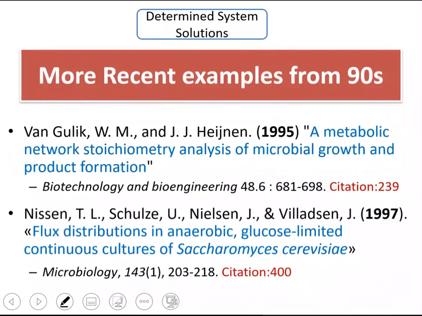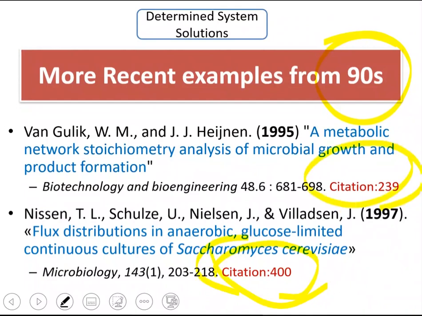I will also share the details of two examples, this time from the 90s, just to show you how the approach has improved from the 70s to the 90s. And these papers are highly cited, key papers actually when it comes to metabolic flux analysis. Both papers use determined system solutions. In the first paper, they also use flux balance analysis, the optimization-based version, but as I said, they also have a metabolic flux analysis application.